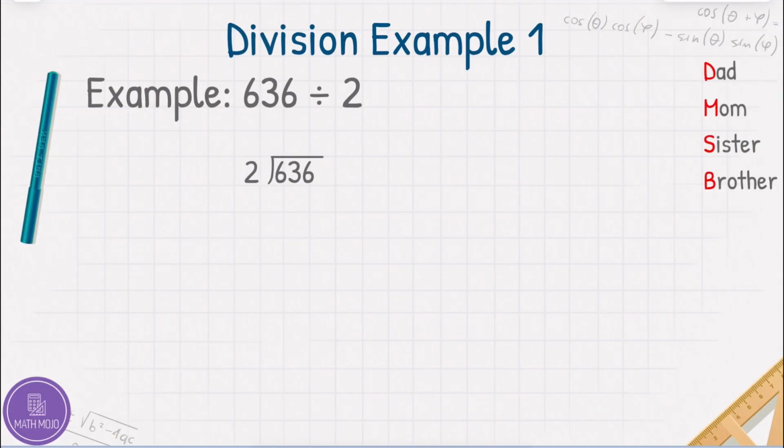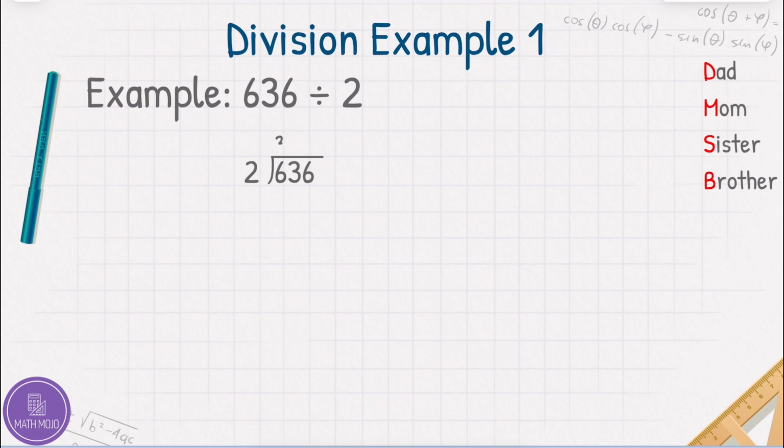Okay, so here we have our first example, and we have our acronym in the corner over here for us to remember and just keep it next to us. So we're going to start off by doing the example 636 divided by 2. So what we're going to do is look at our 2, and see how many times it can go into 6. So we're going to divide that, and 2 can go into 6 3 times.